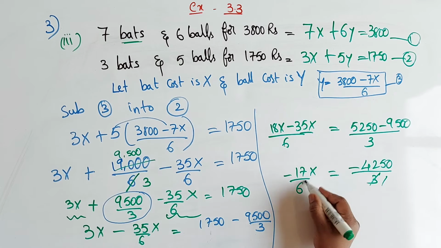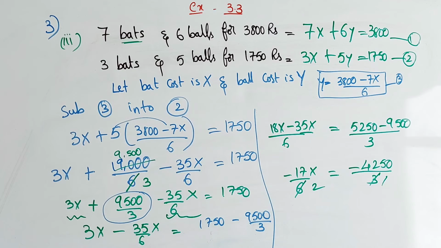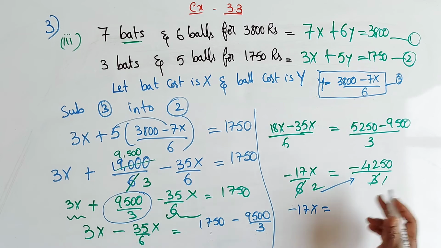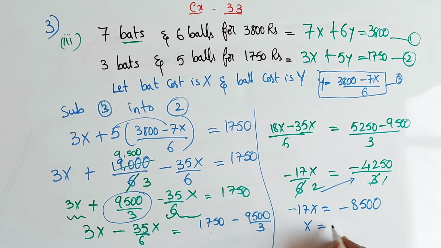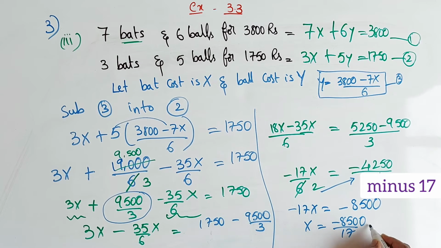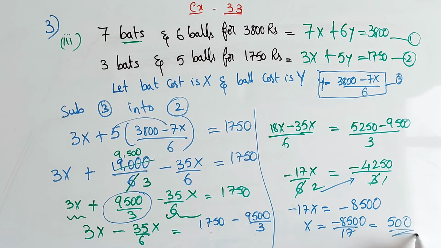Here 3 ones are 3, 3 twos are 6. And send this 2 here. Now minus 17x equal to 2 into minus 4250. That is minus 8500, children. From here x equal to minus 8500 divided by minus 17. That equal to 500. 17 5s are 85 and 0 is here. The x value is 500, children.